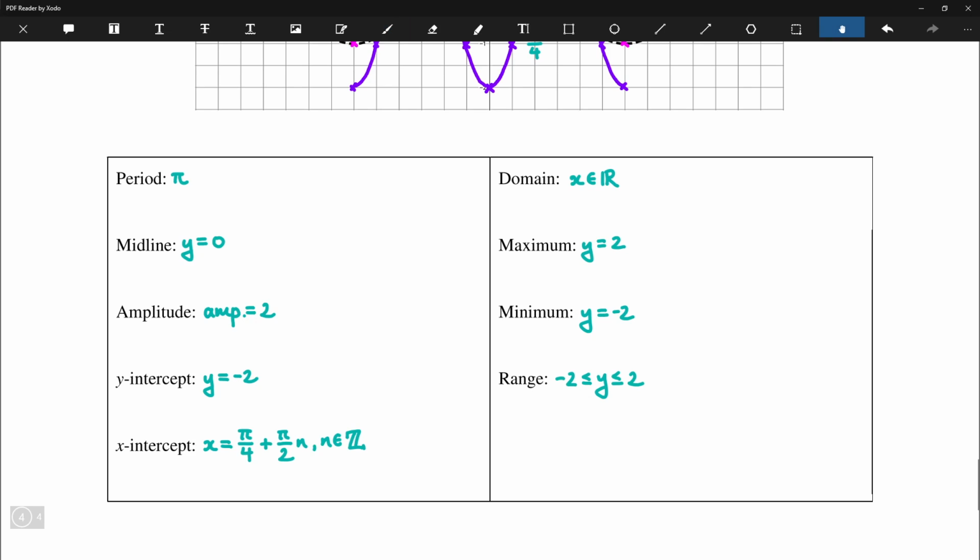Okay, so that's it. We have looked at the sine and cosine functions, and we were also able to change their amplitude and period, and also reflect them vertically.